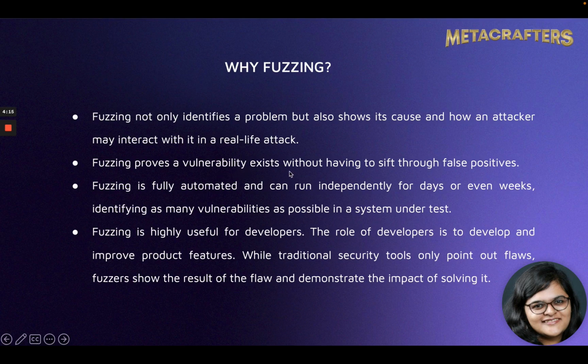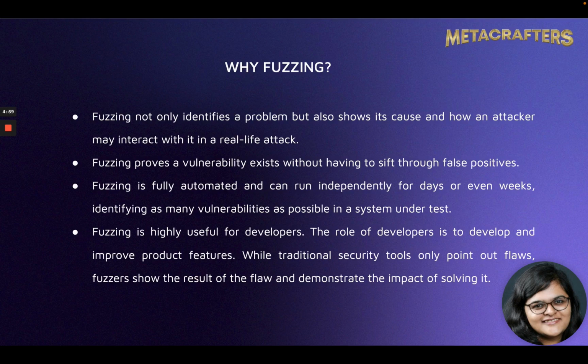They try to create random inputs to your functions to try to break it. And fuzzing proves a vulnerability exists without having to sift through false positives. Again, this is not necessarily true in all the fuzzing frameworks or all the fuzzing software that you use, that you will not get false positives. But largely, yes, because you're actually interacting with the function. So however the function behaves is how it will behave in real time as well. So you're less likely to get false positives. Fuzzing is fully automated and can run independently.